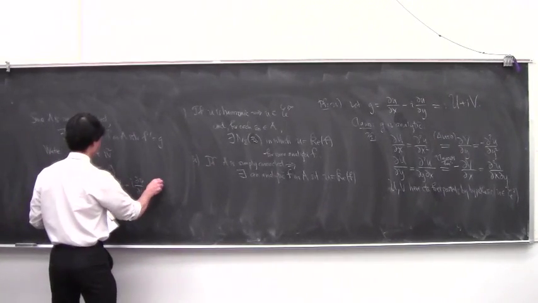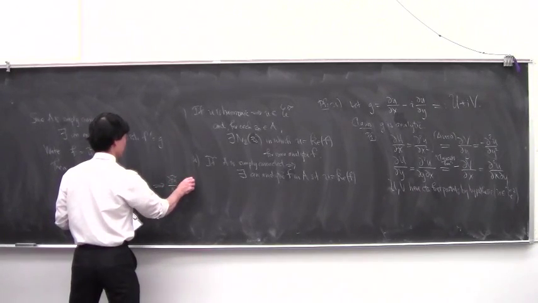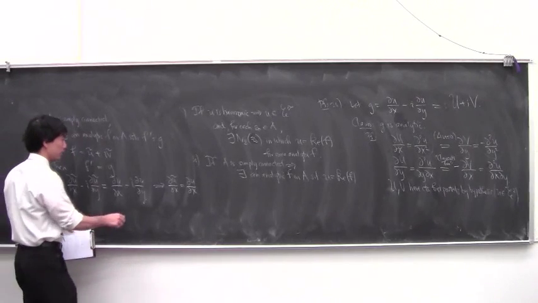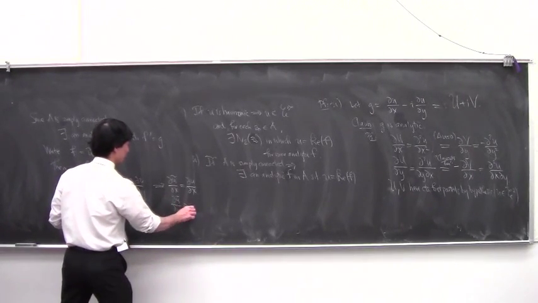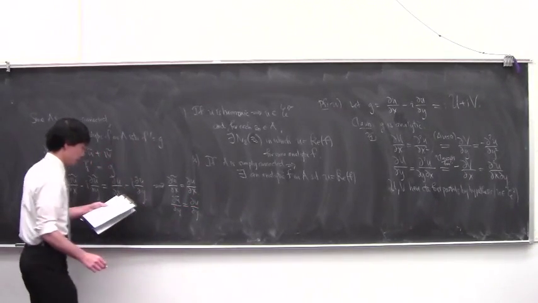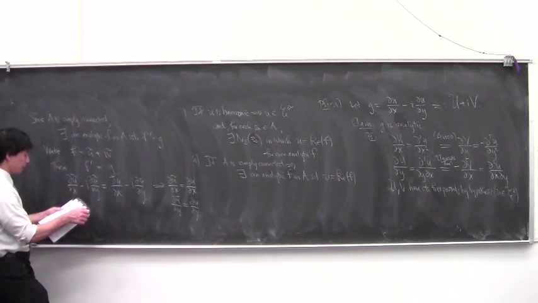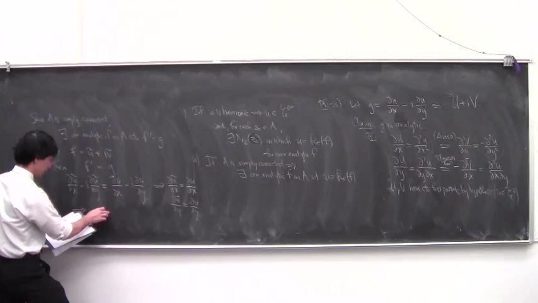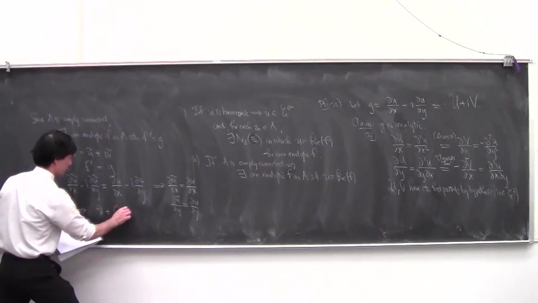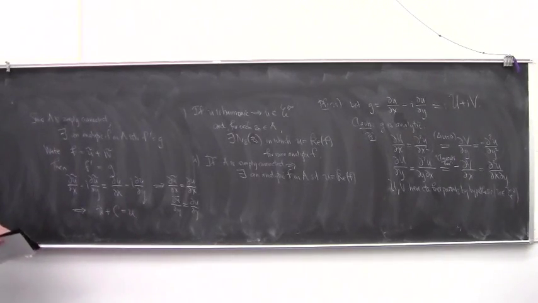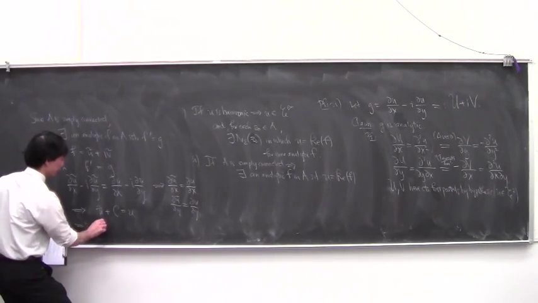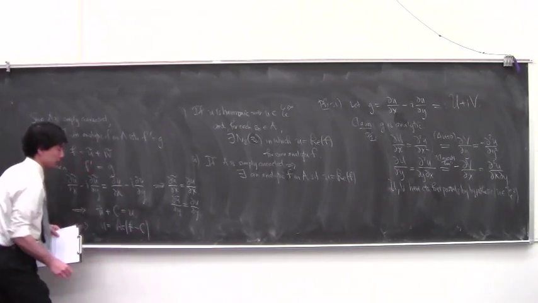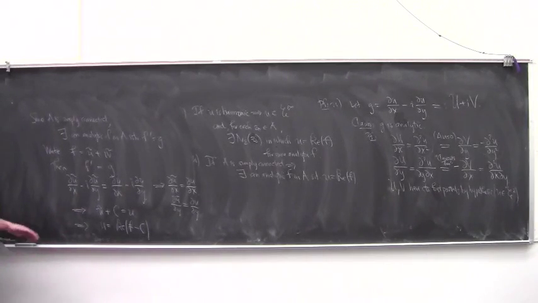So that tells you that the partial of u tilde with respect to x equals the partial of u with respect to x, and the partial of u tilde with respect to y equals the partial of u with respect to y. So what does that tell you? That tells you that u tilde differs from u by a constant. So u is the real part of f minus this constant. So u has a harmonic conjugate.